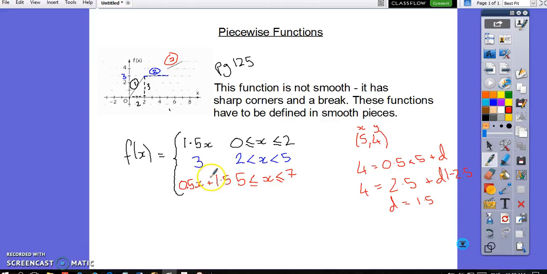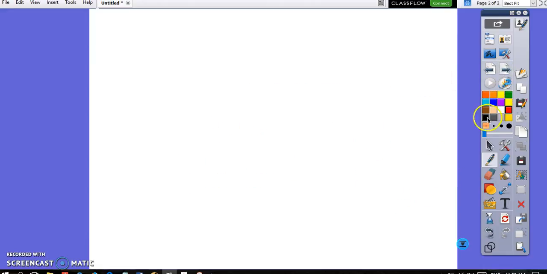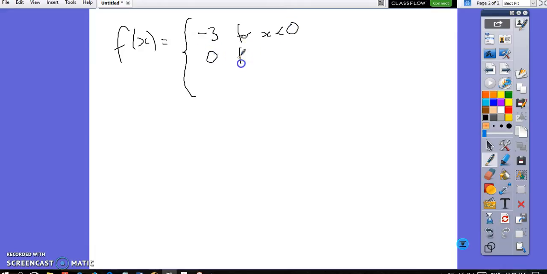Again on page 125, this time you're given the equation of a piecewise function, and you have to draw the function. So what you're given here is that f of x is equal to, and then we've got our curly brackets again, minus 3 for x is less than 0, f of x is 0 for x is equal to 0, and x plus 1 for x is greater than 0.